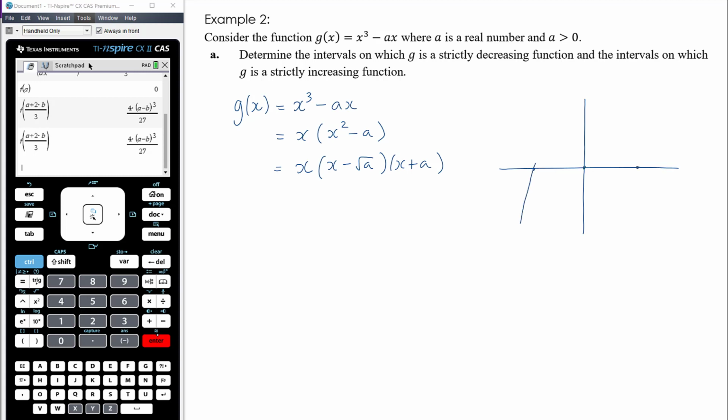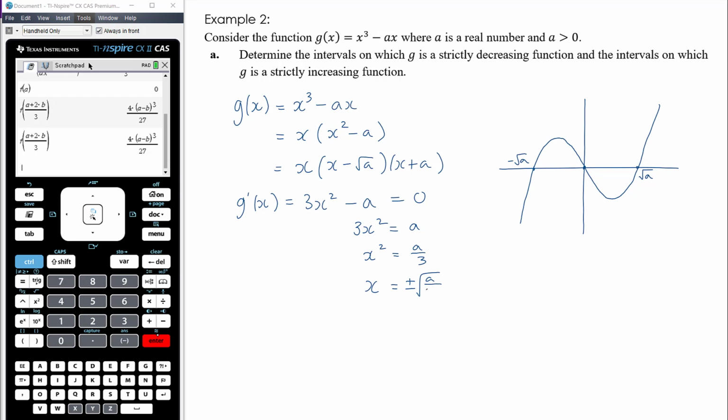And so we essentially have something like this. So that is square root of a, this is negative square root of a, and obviously 0, positive cubic. So we're going to need to think about the turning points. Okay, so we want to look at the derivative. Much easier to differentiate the expanded form, not the factorised form. So I'm going back to the original there. Derivative of x cubed is 3x squared. Derivative of ax is just a. And making that equal to 0 for my stationary points. 3x squared equals a. X squared is a on 3. And so x is plus or minus square root of a on 3.